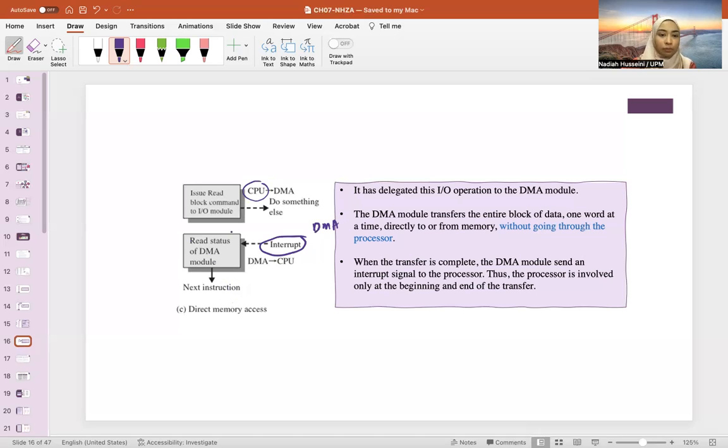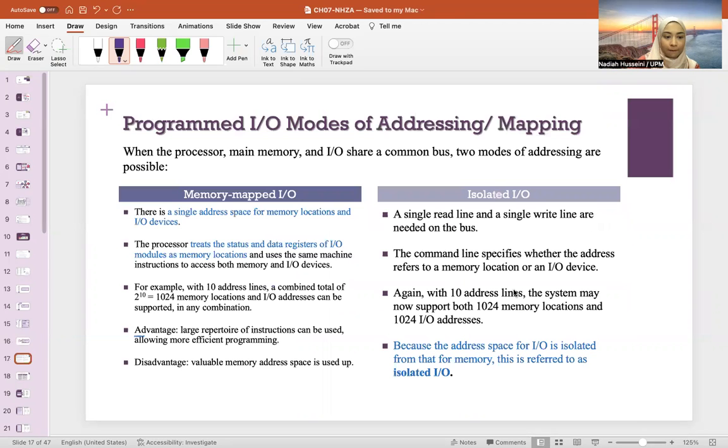So very versatile. The processor is freed up, it's not always busy, and that is good for our machine or for our laptop. When the transfer is complete, the DMA module sends an interrupt signal to the processor. Thus, the processor is involved only at the beginning and the end of the transfer. Okay.